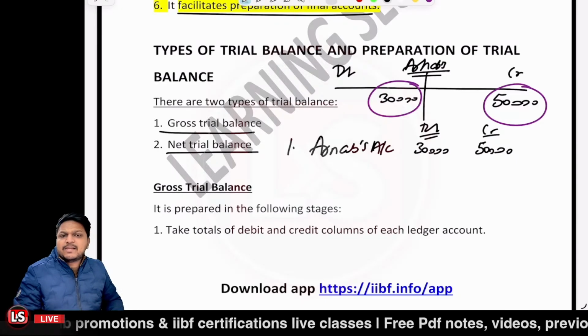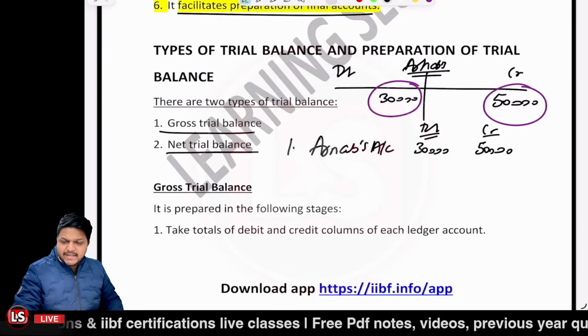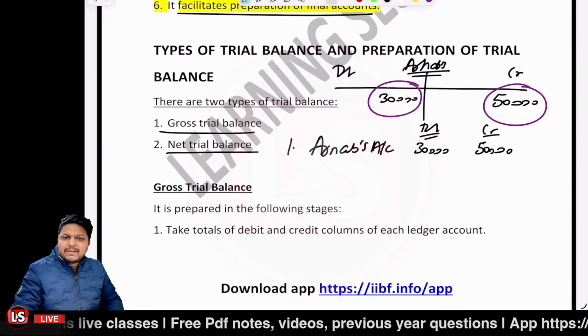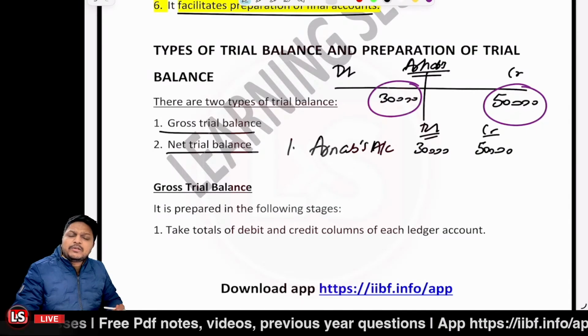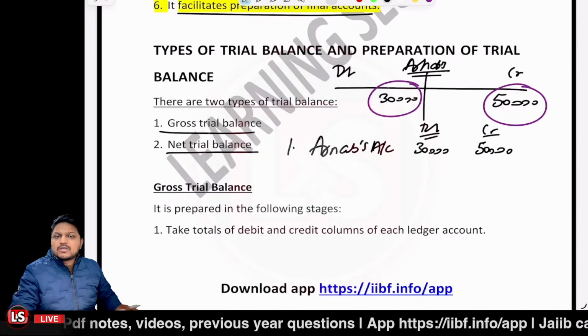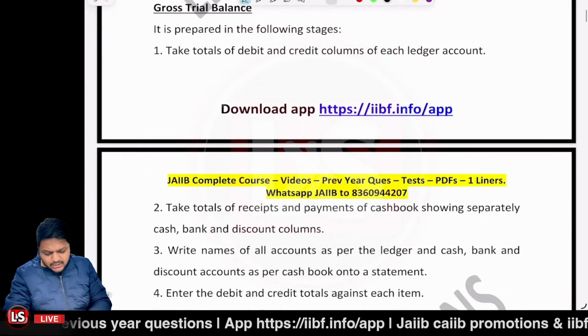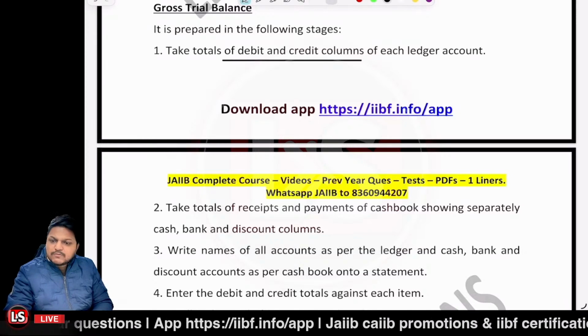That is the gross trial balance, right? So we simply take the gross total of the debit side and the credit side directly to the trial balance. That is what a gross trial balance is. Let's have a look at it. So we just take the total of the debit and the credit columns for each of the accounts, right?